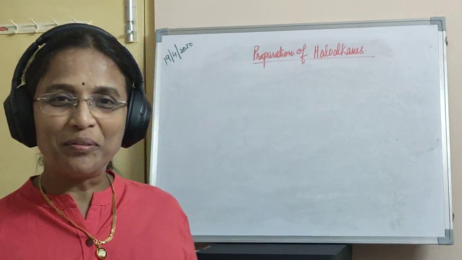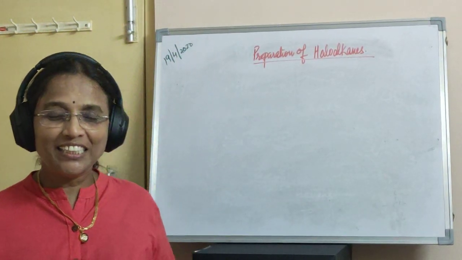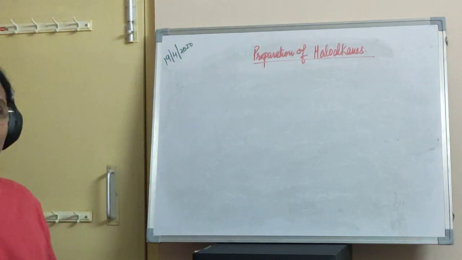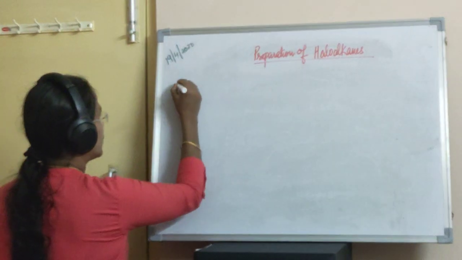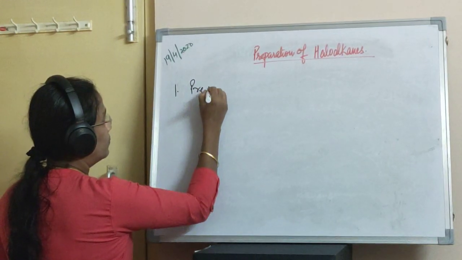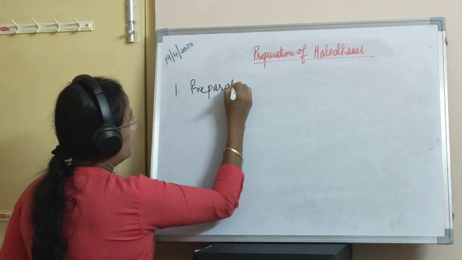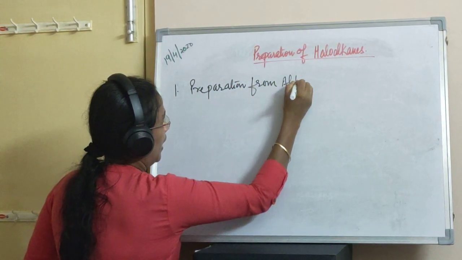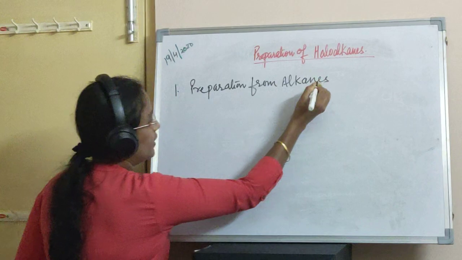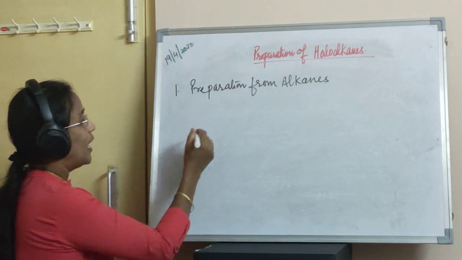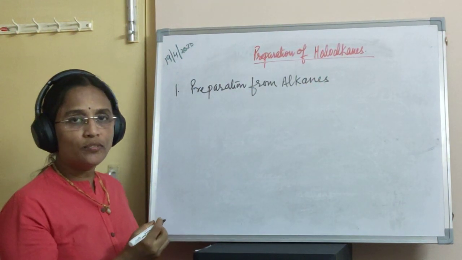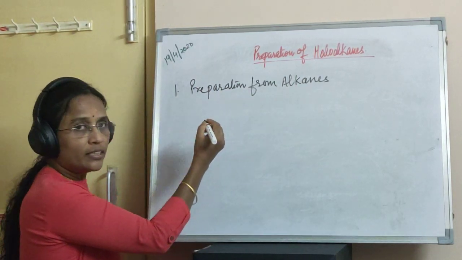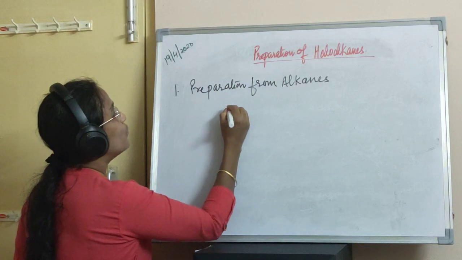Students, so here I am with my fourth video, and in this video we are going to discuss the preparation of haloalkanes. To begin with, the first reaction is preparation from alkanes, and we know very well that alkanes can be halogenated in presence of sunlight and we get haloalkanes. We have already done this in our previous class. Let us revise once again.